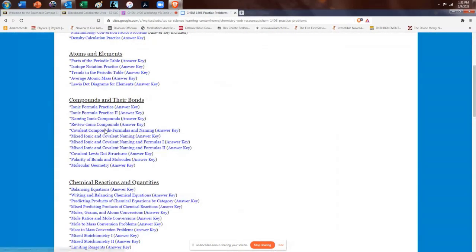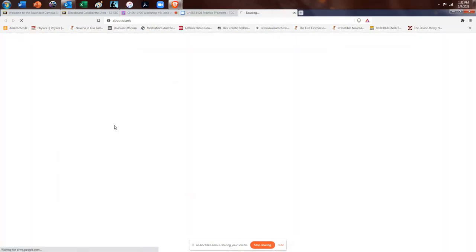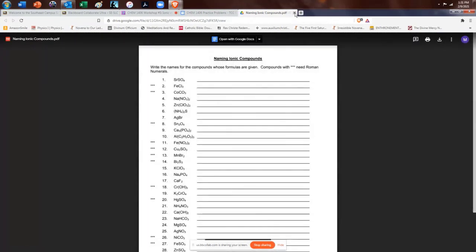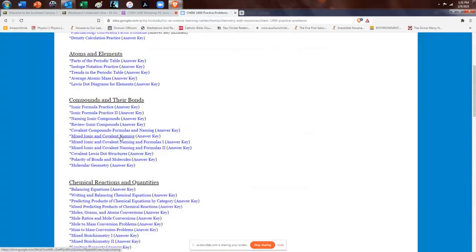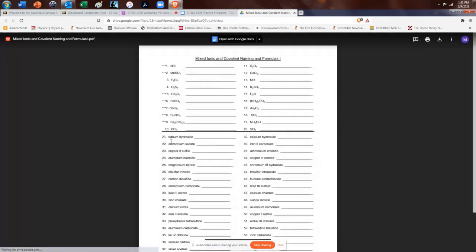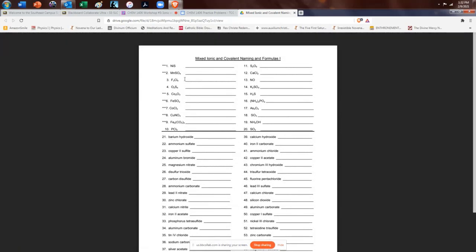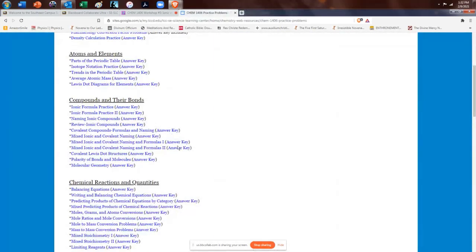There's another 50 problems. You have naming ionic compounds, practice naming with also with the transition metals. You have mixed ionic and covalent naming and formulas, because that's the form you'll probably get it on a test. You'll probably be given it without it designating whether or not it's ionic or covalent. You'll have to figure out which one it is. So we got mixed ionic and covalent naming, and each one of these comes with its own answer key.